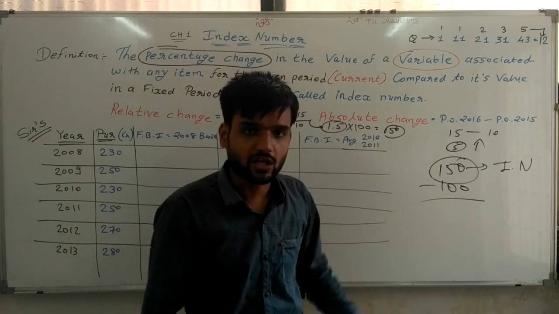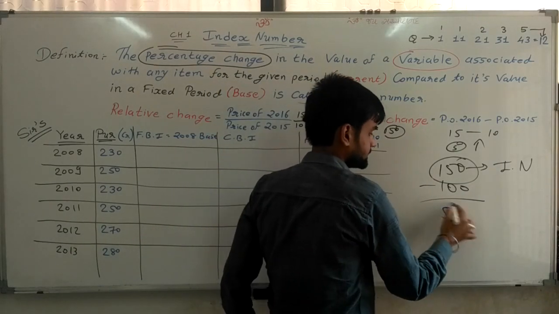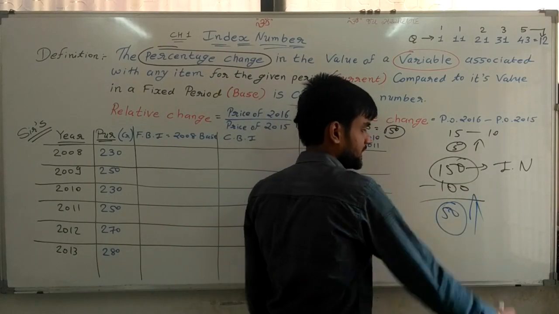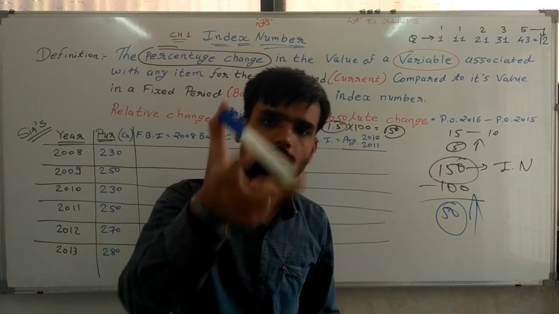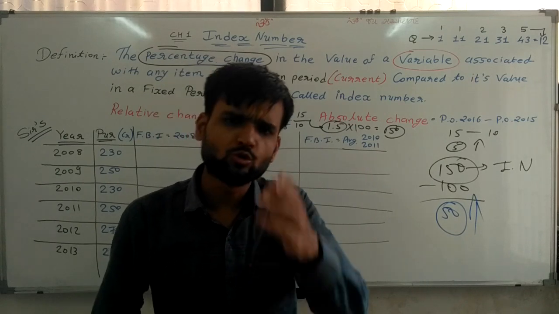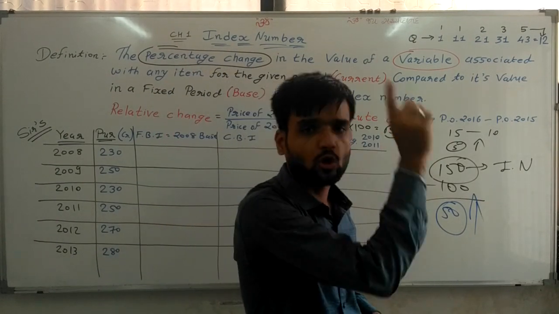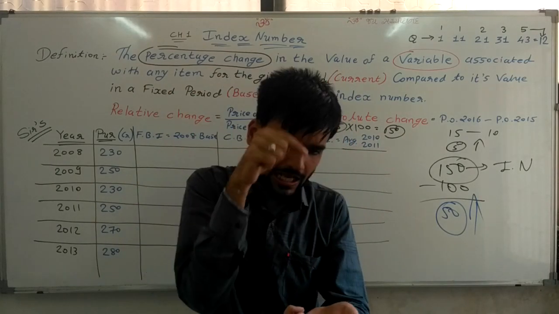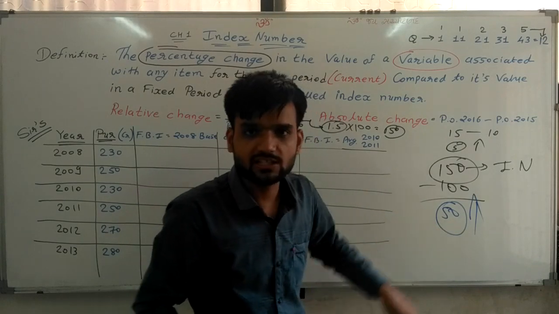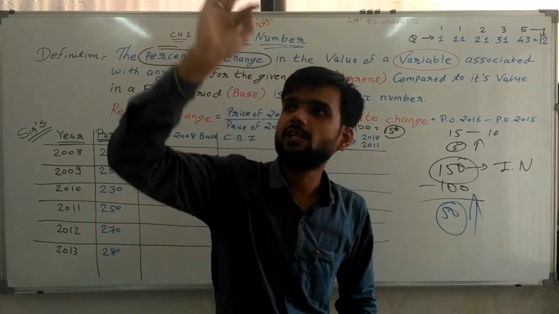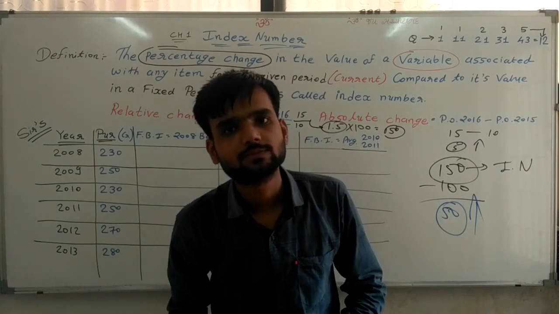From it we are deducting 100. We are getting value 50. This 50 percentage is the increase in the value of this marker pen. Now you can easily calculate. 10 rupees was the price. Write down 10 in your calculator. 50 percentage increase, 10 plus 50 percentage, you will get answer 15 rupees.